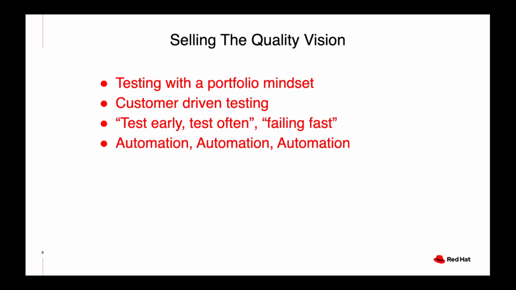First, testing with a portfolio mindset. In Red Hat, we deliver open hybrid cloud solutions to customers, integrating multiple products and services. By applying a portfolio mindset, testing multiple products along the platform at an early test phase will definitely create a better quality solution.